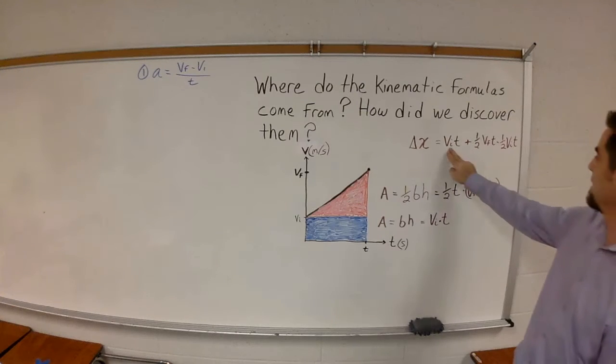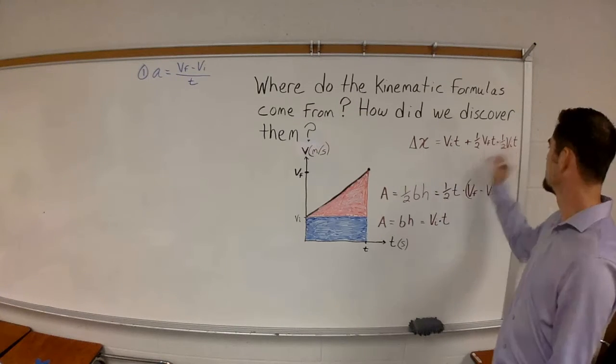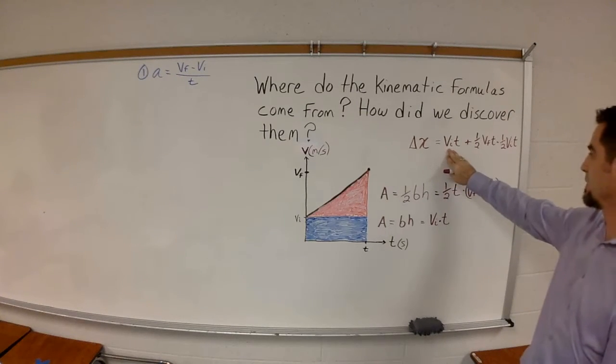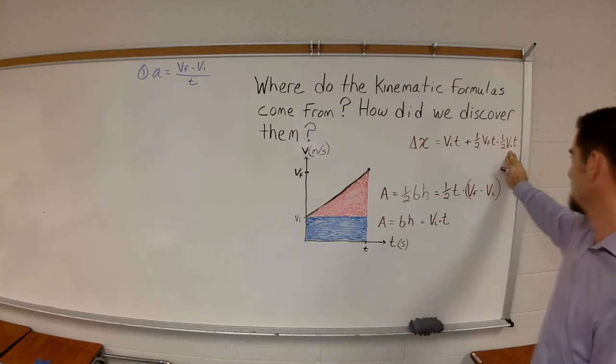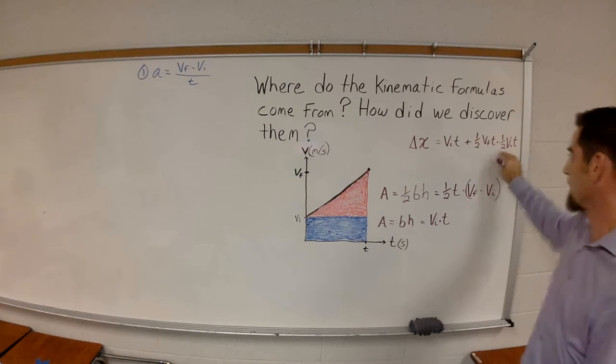We can combine like terms. So we've got an initial velocity times time minus a 1/2 initial velocity times time, so you're subtracting a half there.